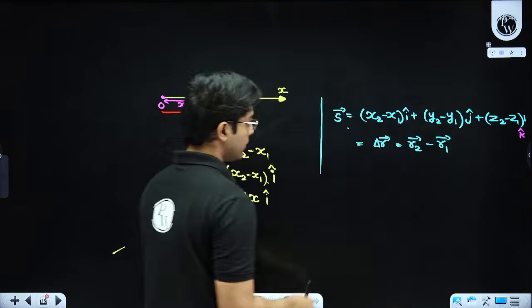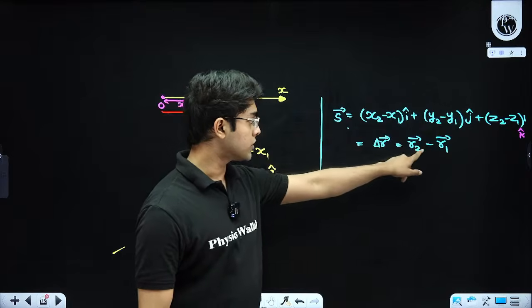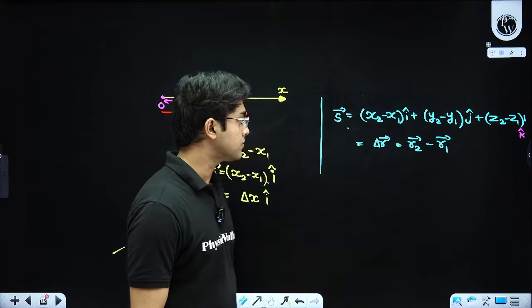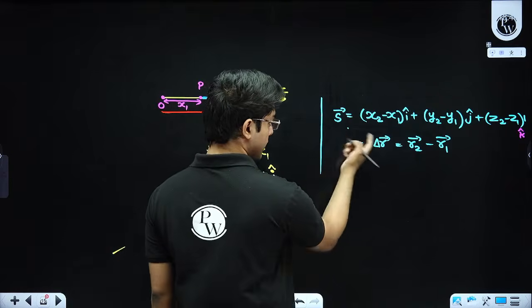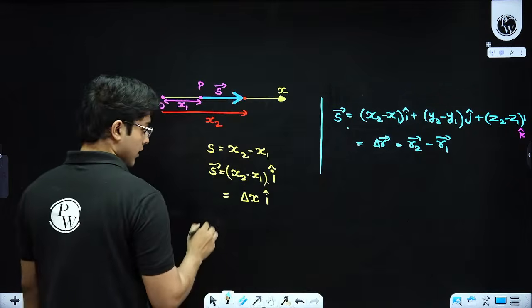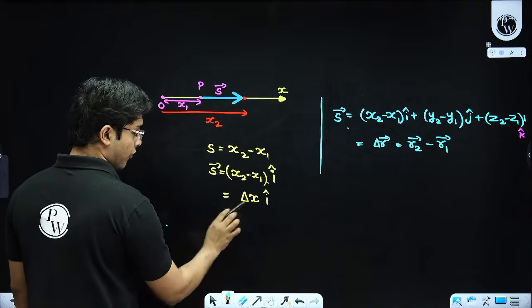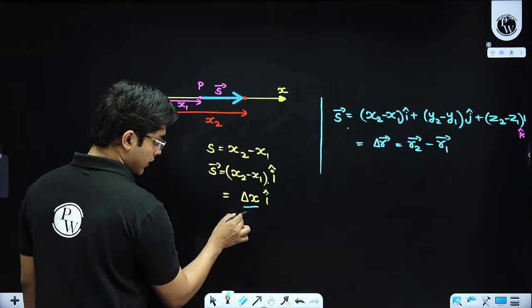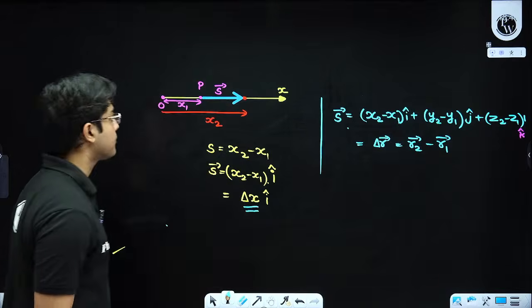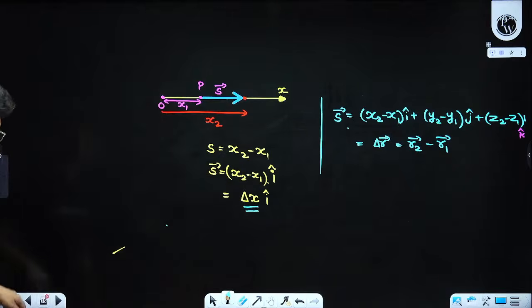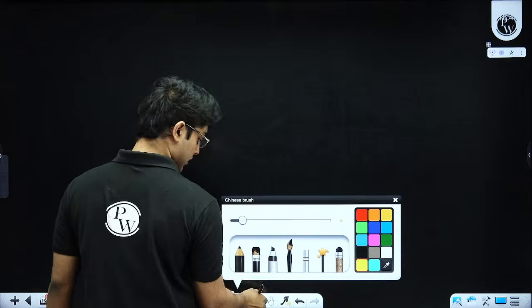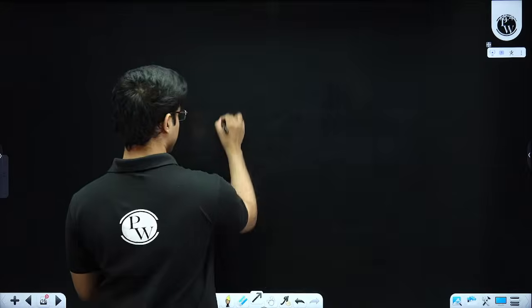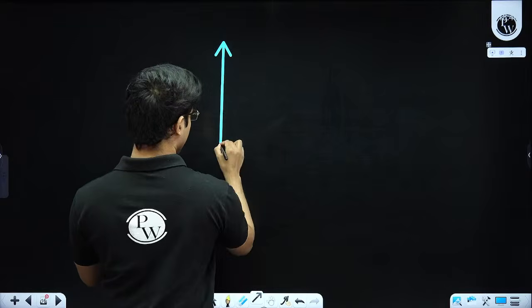So displacement vector is simply the change in position vector, if you notice. So that is the relationship between displacement and position vector. In one dimension we only need the x coordinate, so it will be delta x vector. Okay, so to take a simple example, I am taking a 2D example, so it's easy to visualize. So x, y.